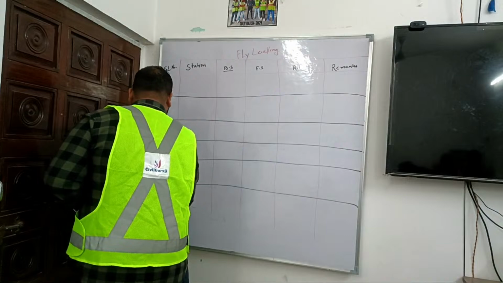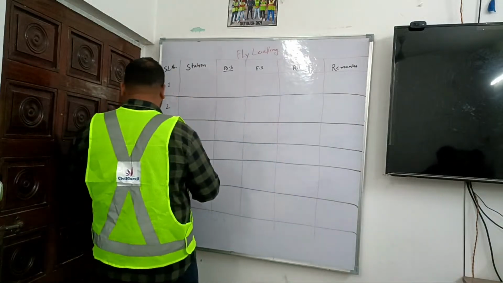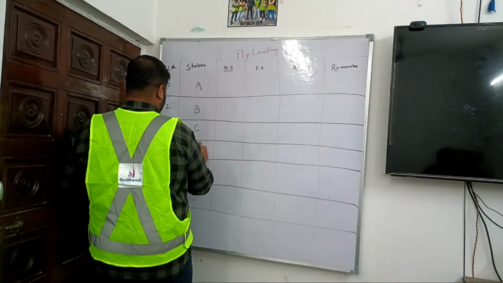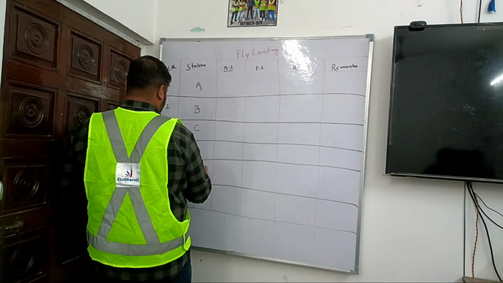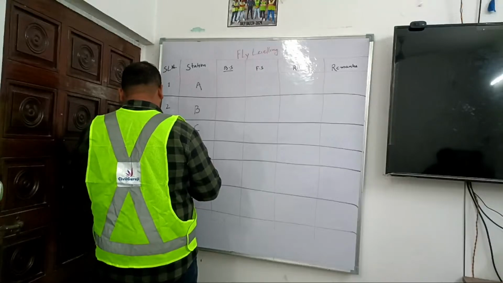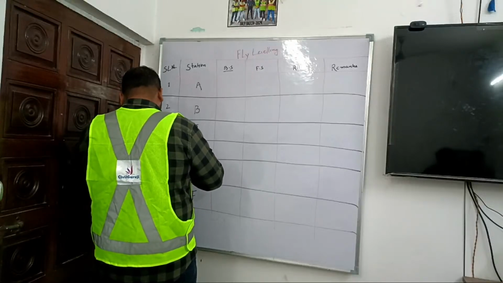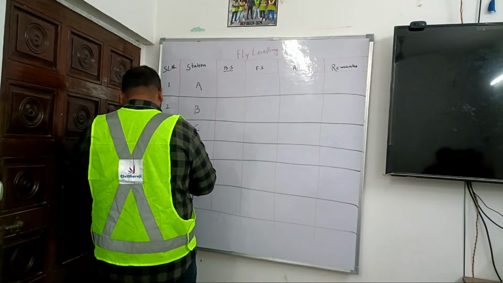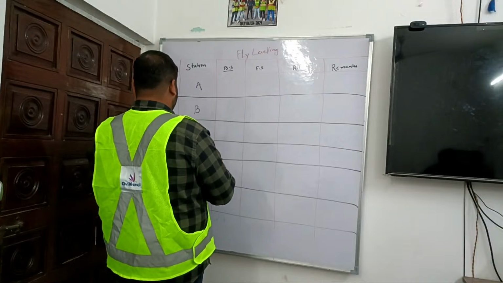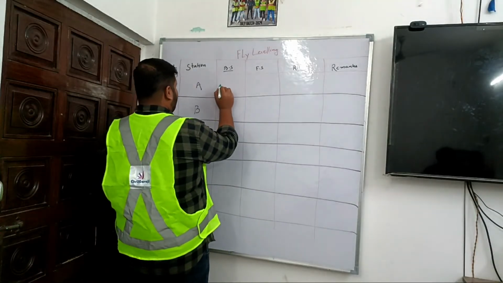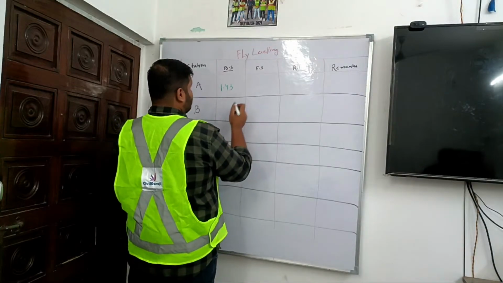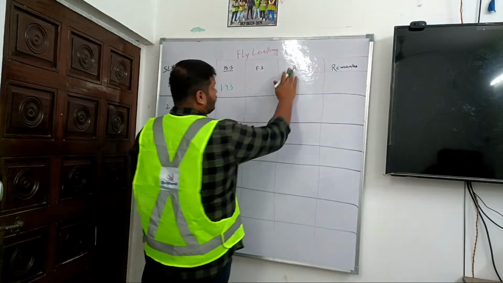So the serial number is 6. Stations will be what? Station A, B, C, D, E, and F. Okay. Now, the first reading of backside, which we told, the backside first reading was 1.43, and the height of instrument is this.